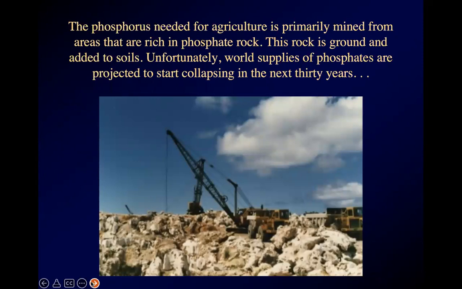Okay, so there's phosphorus everywhere. You get rocks eroding, but on a global scale, farmers add phosphorus to their fields, and the phosphorus that you need for agriculture is mostly mined from areas that are rich in phosphate rock that has lots of phosphorus in it. You grind up that rock and you can add it to soils. You can buy this stuff in garden stores or from a fertilizer dealer by the truckload.